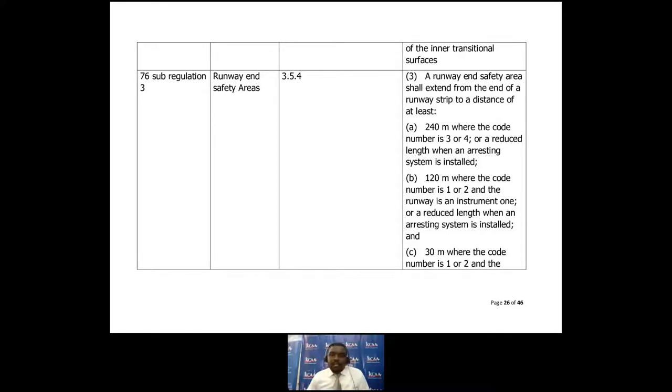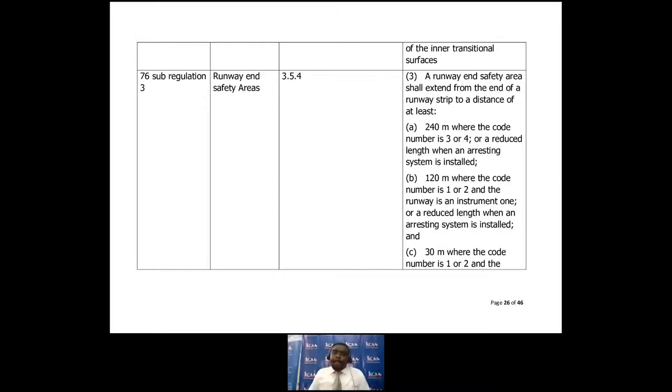So there are also some provisions on the runway end safety area on regulation 76, sub-regulation 3, as they are listed there. The runway end safety area shall extend from the end of the runway strip to a distance of at least 240 meters, where the code number is 3 or 4, or a reduced length where an arresting system is installed. Then 120 meters, where the code number is 1 or 2 and the runway is an instrument one, or a reduced length where an arresting system is installed, and that meters where the code is 1 and 2.